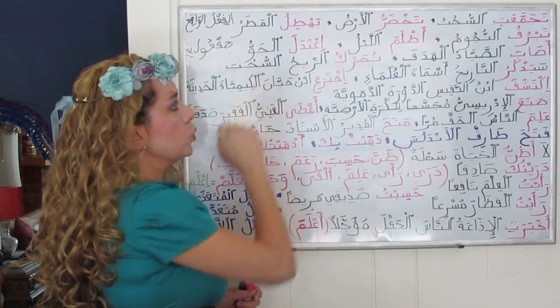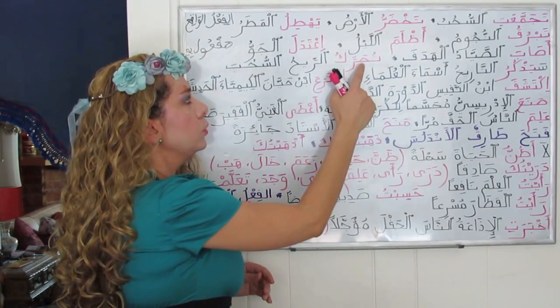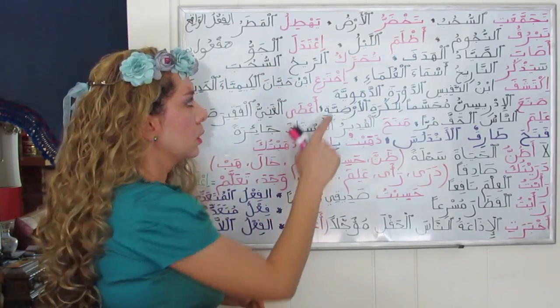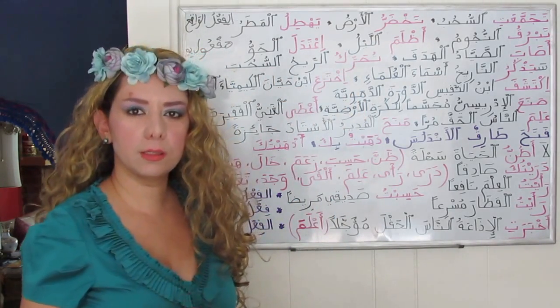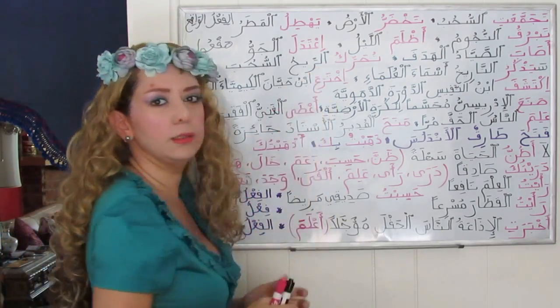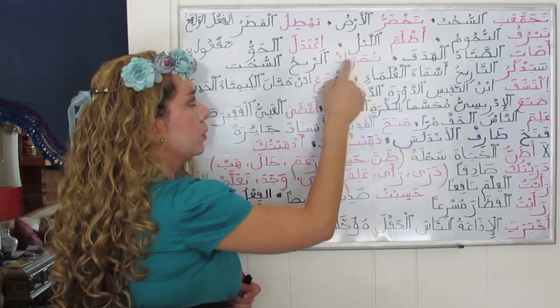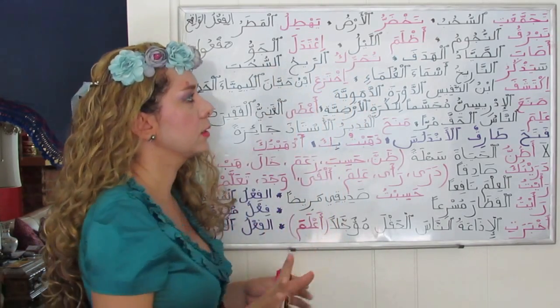Tuharriku ar-rihu as-suhuba. Harraka means to move or to set in motion, and harraka is form 2. So the wind moves the clouds. Harraka is conjugated in the present tense, third person singular feminine, because ar-rih is a feminine noun, the wind. So we have verb, subject, object. Very simple.